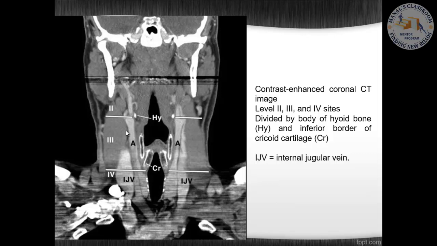What makes the level? We take a transverse line at the level of hyoid bone. Okay, above this line is group 2, level 2. Below this line is level 3 until the inferior border of the cricoid bone. Below this is 4. So 2, 3, and 4 are separated by transverse line at the level of hyoid bone and cricoid bone.